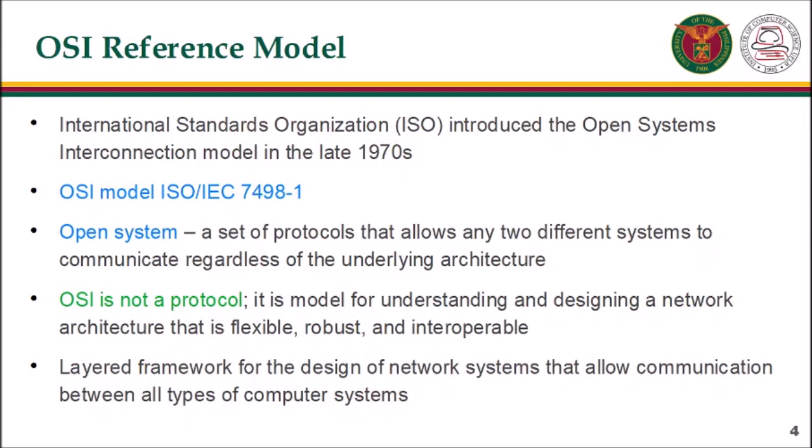The OSI model is not a protocol. It is a model for understanding and designing a network architecture that is flexible, robust, and interoperable. The OSI model was intended to be the basis for the creation of the protocols in the OSI stack. The OSI model is a layered framework for the design of network systems that allows communication between all types of computer systems. It consists of 7 separate but related layers, each of which defines a part of the process of moving information across the network.